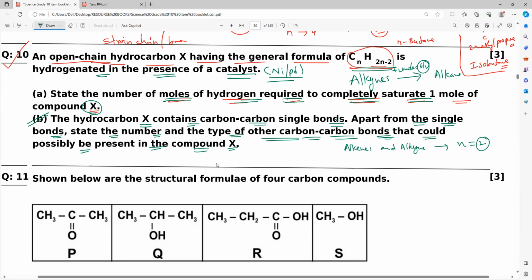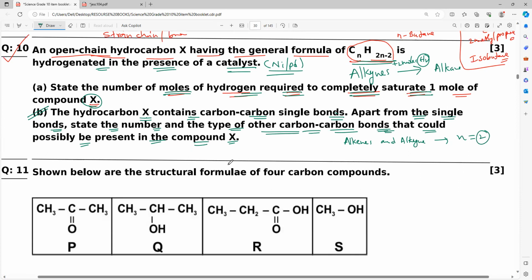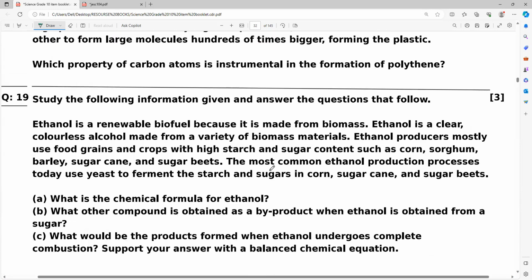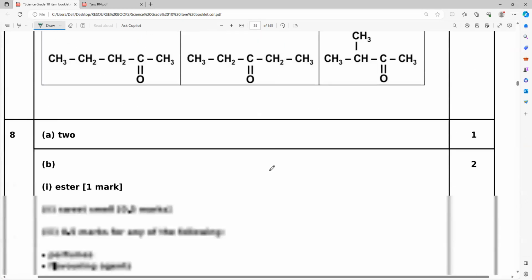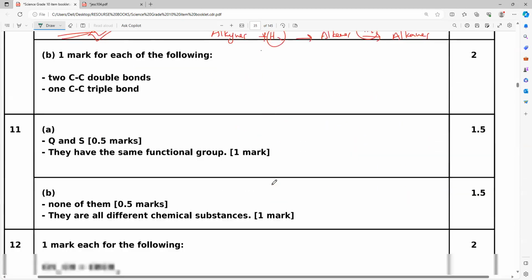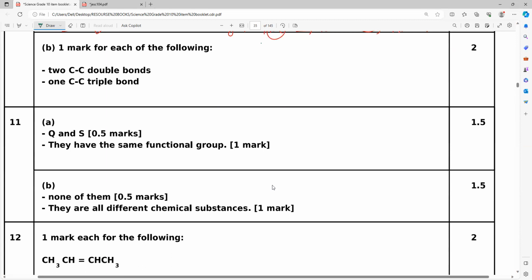So the answer is, there is already a question. You can see what the answer is, everyone. Can you tell me what answer they have given? You all check it, everybody. That is what they are simply mentioning: 2 carbon-carbon double bonds and 1 carbon-carbon triple bond. So refer to your classwork from what you studied yesterday.